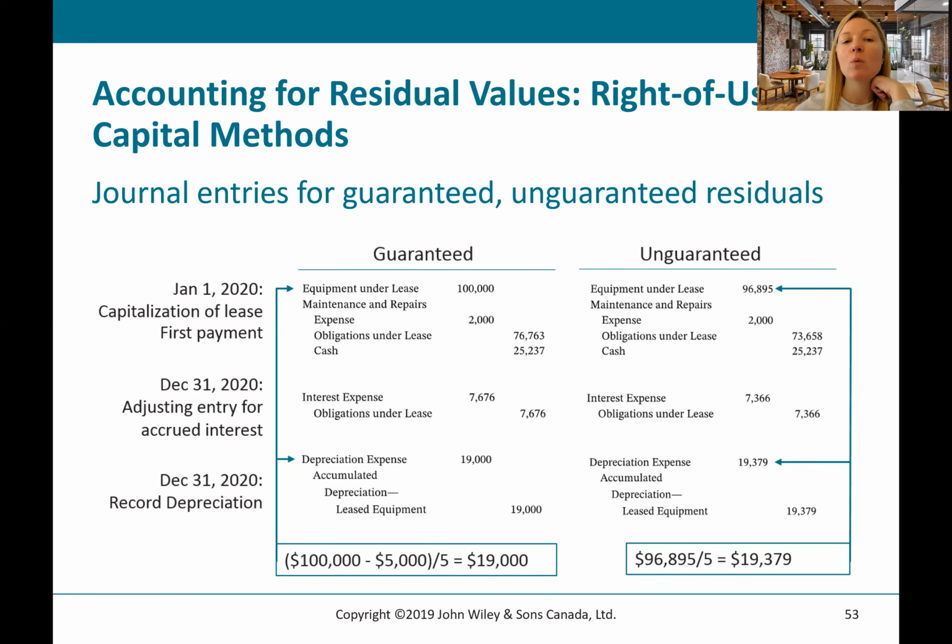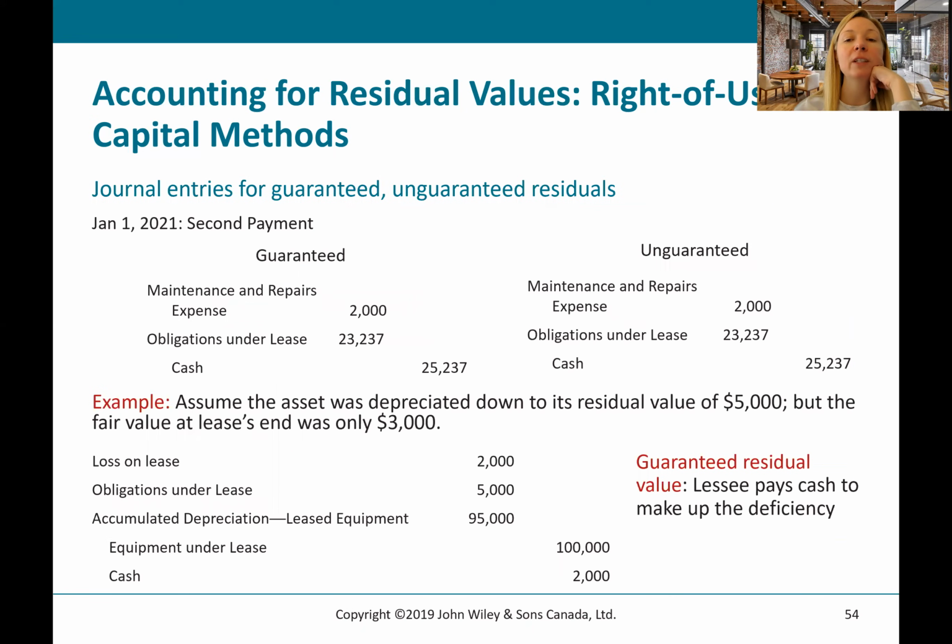So the difference is really around what's been capitalized as the present value of the lease payment, or the right of use asset, and you can see that the obligation under the lease is different. And the interest expense and depreciation are also different. So the journal entries for guaranteed and unguaranteed: guaranteed, you can see that we've got different amounts, but the second payment is actually exactly the same here.